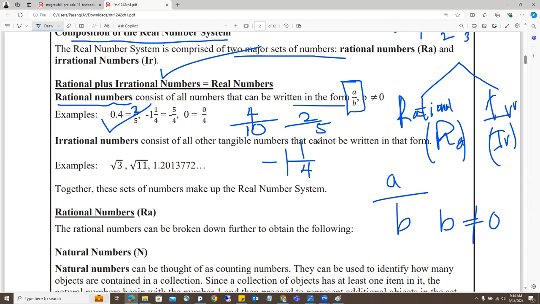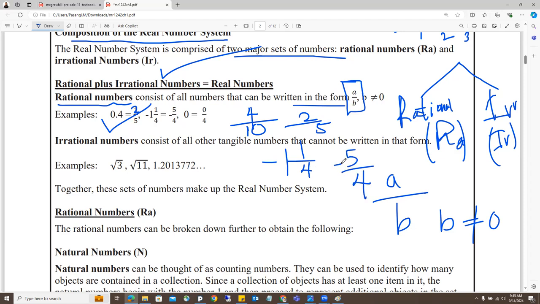Actually, this is kind of a mixed number. So we can convert this mixed number into an improper fraction. How are we going to convert it? That is 4 times 1, 4. 4 plus 1, 5. Then 5 over 4.